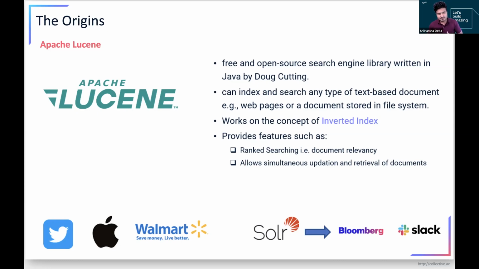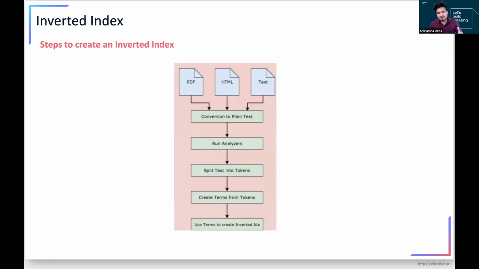Elasticsearch is also built on Apache Lucene. Let's see what the different stages are before an inverted index gets created in Lucene. In this small diagram, we can see that the data can come from a PDF file, an HTML file or a text file. Whatever the data or the words inside those files, those get converted to plain text.